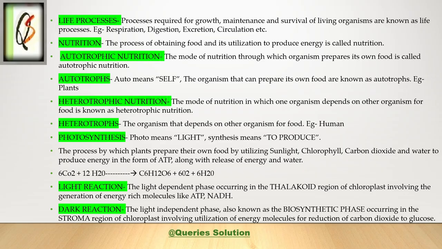Now, since here we talked about photosynthesis, there are two important reactions that we need to talk about as well. One is the light reaction, which is also known as the light dependent phase mainly. So what is this phase mainly? The light dependent phase occurs in the thylakoid region of the chloroplast, which involves the generation of energy rich molecules like ATP and NADPH or NADH mainly. This reaction is what is known as the light reaction.